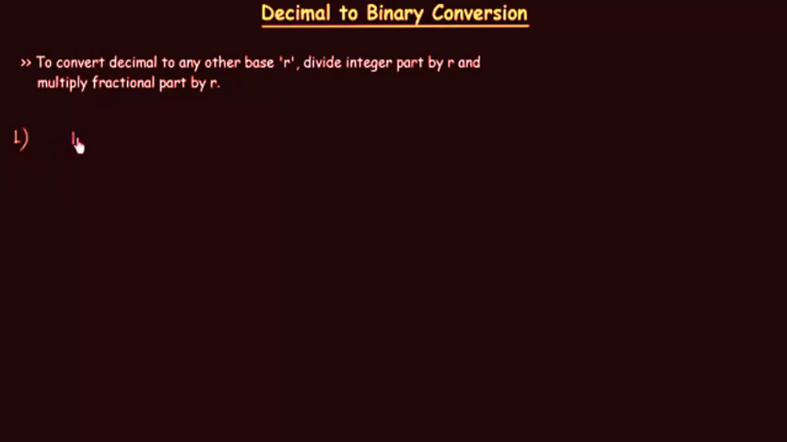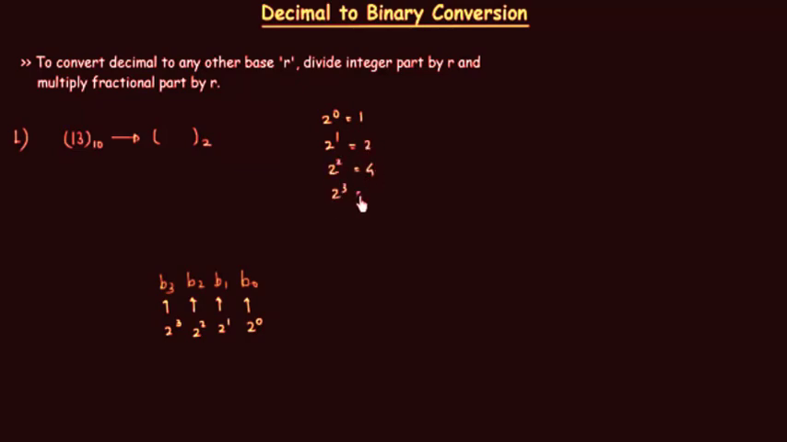Let's say the decimal number is 13 and we want the binary equivalent of 13. If you remember, in the last presentation I introduced positional weights for the binary number system. Let's say the number is B0, B1, B2, B3. These are the bits of the binary number. Then the weight of the 0th position is 2 raised to power 0, the next is 2 raised to power 1, then 2 raised to power 2, and 2 raised to power 3. Right? And 2 raised to power 0 is equal to 1, 2 raised to power 1 is equal to 2, 2 raised to power 2 is equal to 4, and 2 raised to power 3 is equal to 8.